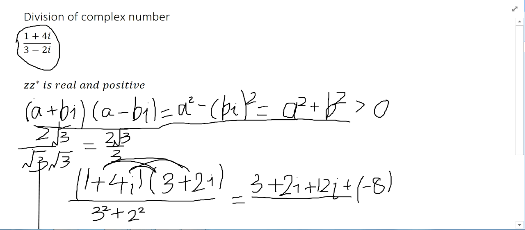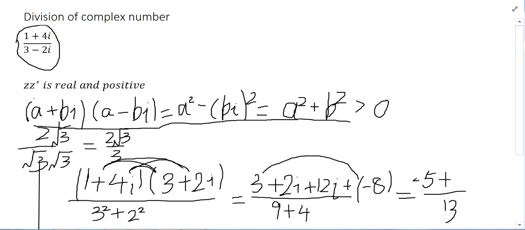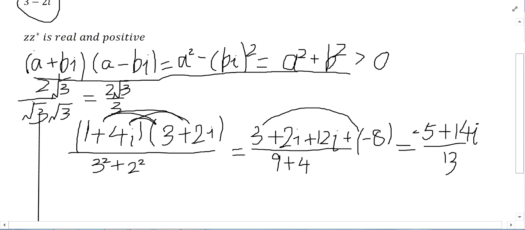What happens to the denominator is that 3 squared is 9 and 2 squared is 4, so this is 13 at the denominator. Now we need to add the real parts together, which is negative 5, and the imaginary parts together, which is 14i. Okay, so this is very straightforward.